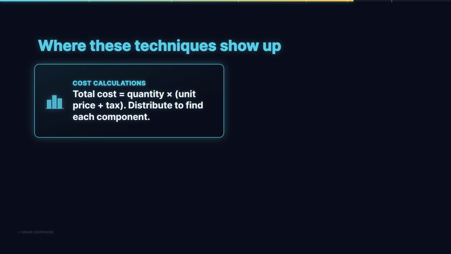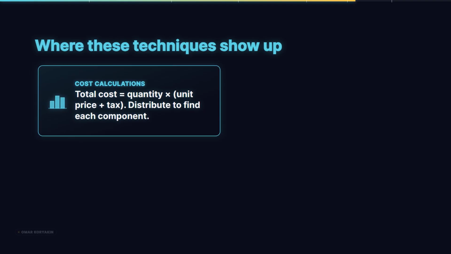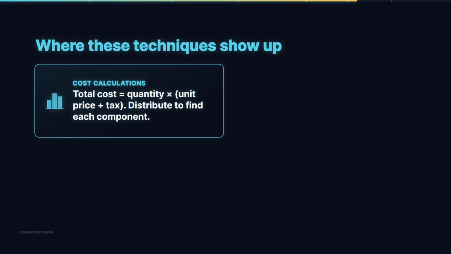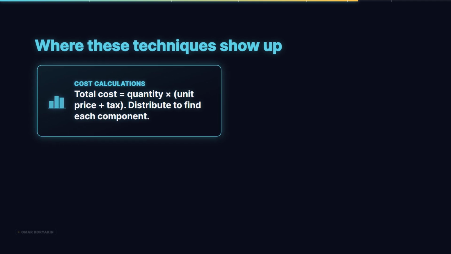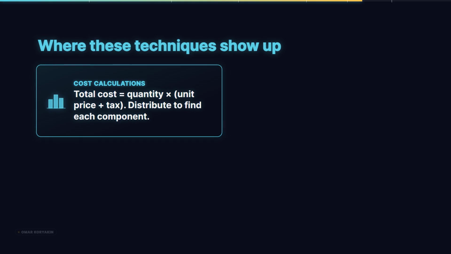The combine and distribute pair shows up in 4 big real-world contexts. Each one is a place where you would naturally use the algebra without thinking of it as algebra. Cost calculations. A total bill might be the quantity purchased multiplied by the sum of unit price and tax. Distributing breaks the total into the unit price portion and the tax portion separately, which is exactly what an itemized invoice shows. The distribute step turns one combined product into 2 transparent components.